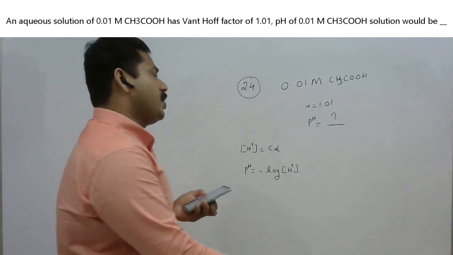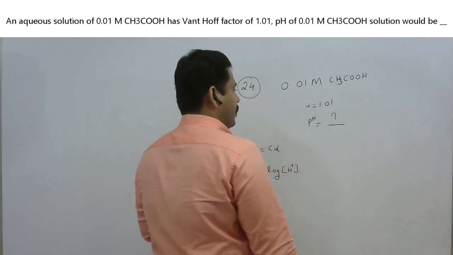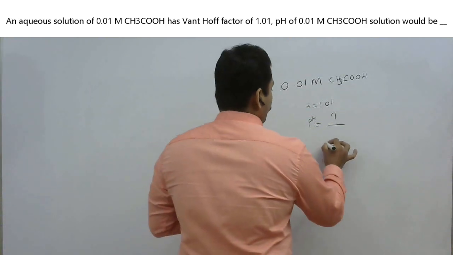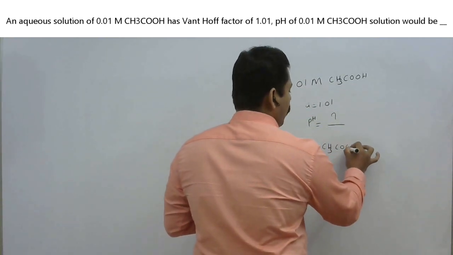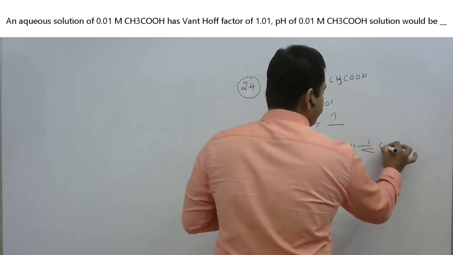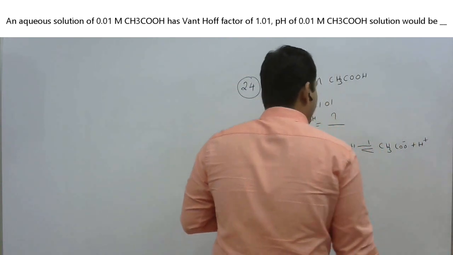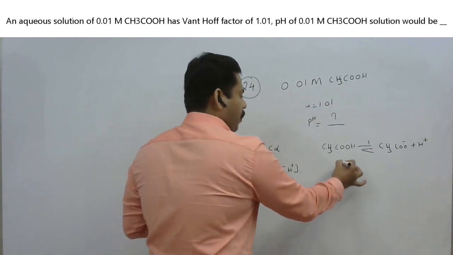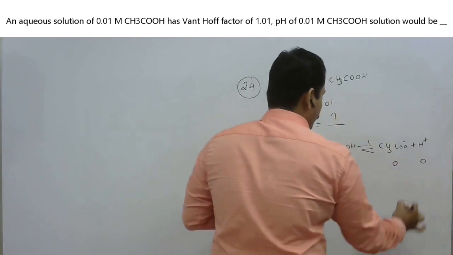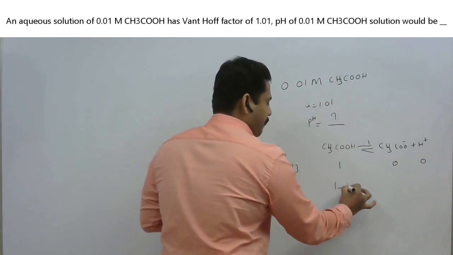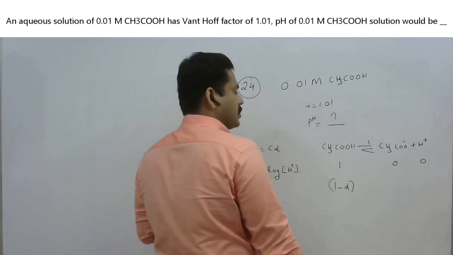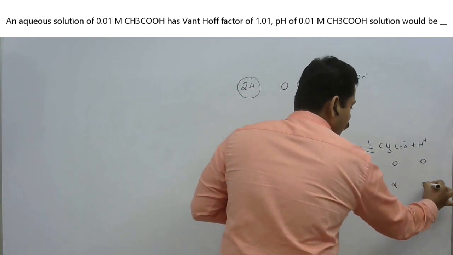So is there any way to find out the concentration of H plus? Let's do it. Suppose CH3COOH, if I take CH3COO minus plus H plus. Initially, if I take one molecule, this will be 0 and 0, and 1 minus alpha, if I take alpha as the degree of dissociation, this will be alpha and this will be alpha, right?